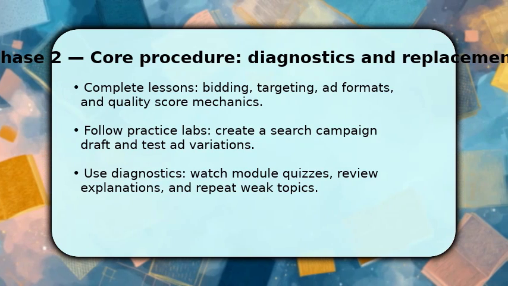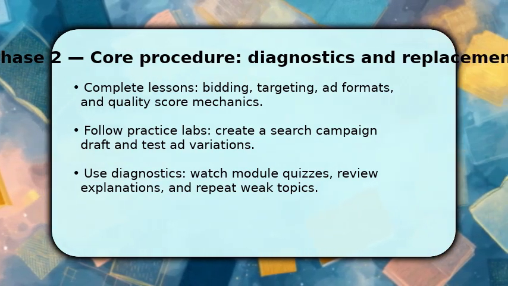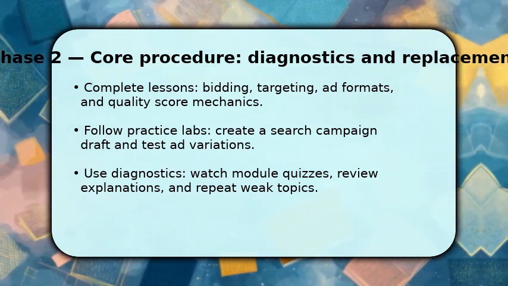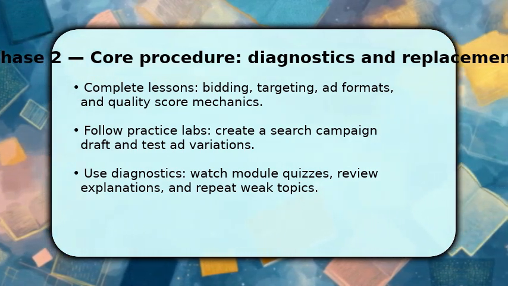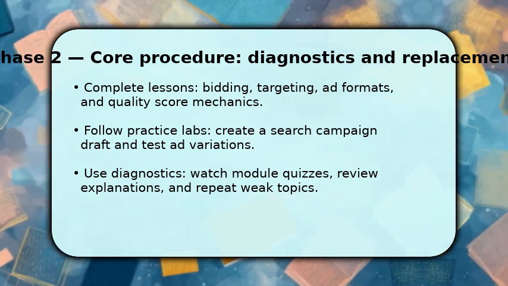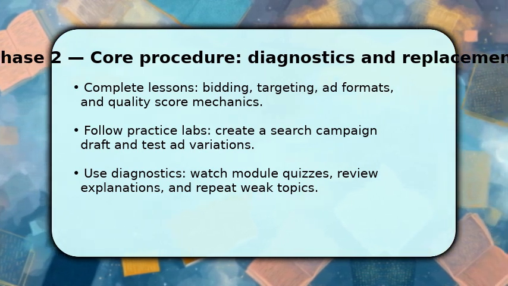Now you progress into the complex middle. Study bidding strategies, targeting layers, ad formats, and how quality score influences cost. This explains why choices change results. Once done with each lesson, jump into Skillshop Labs and build a search campaign draft. Test 2-3 ad variations to see impact on relevance.